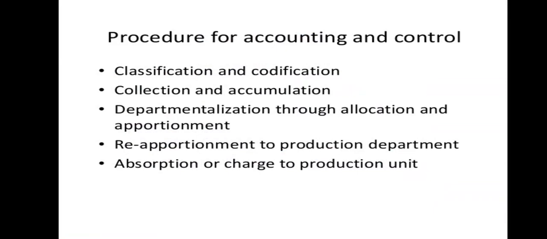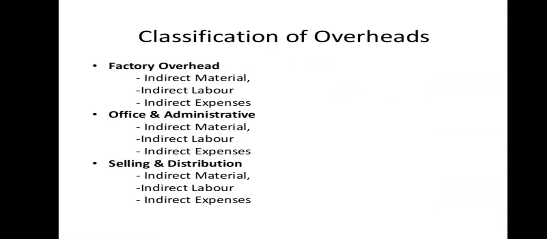Next one, departmentalization through allocation and apportionment, because in a manufacturing unit so many departments are there, so many processes are there. So overhead should be allocated and apportioned on the basis of the department need. Next, reapportionment to production department. Whenever it is required, reapportionment should be given for the production department. Next, absorption or charge to production unit. So absorption means how much will be charged to the production unit.